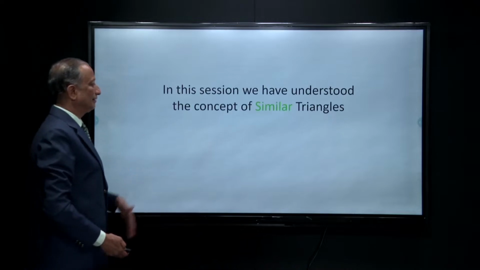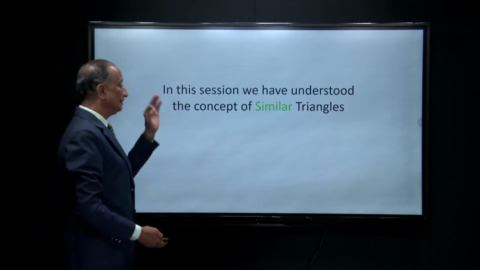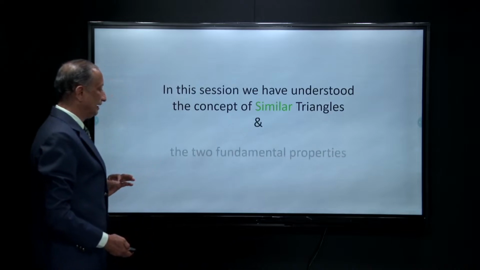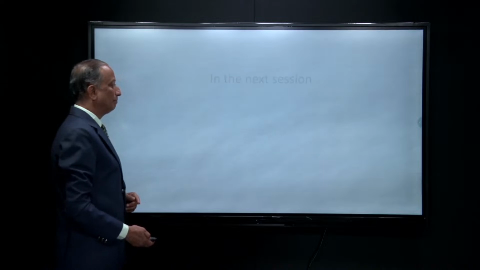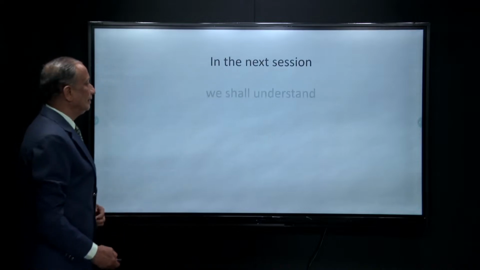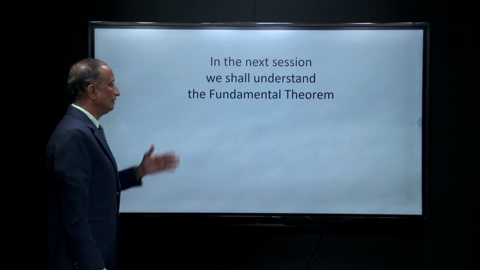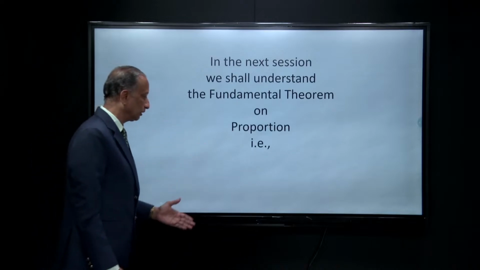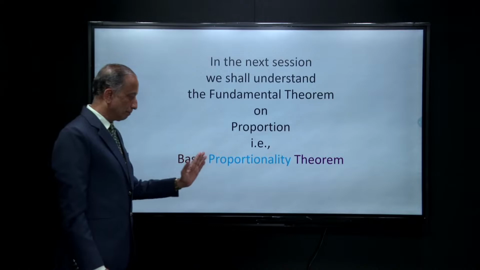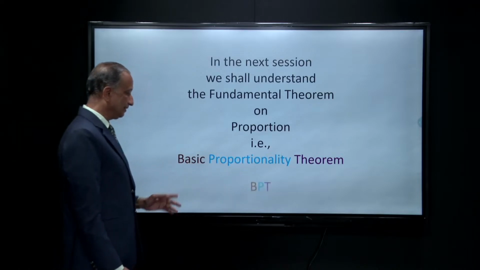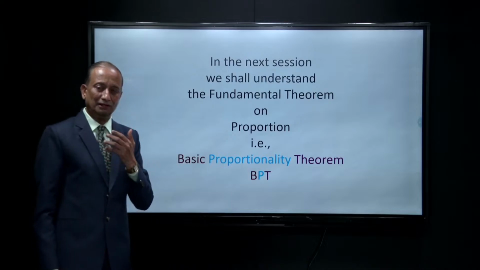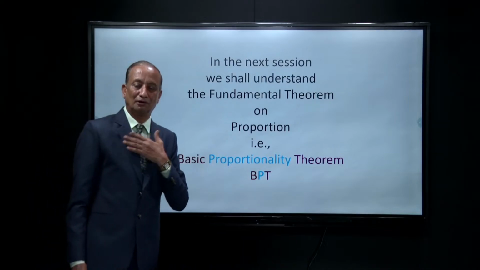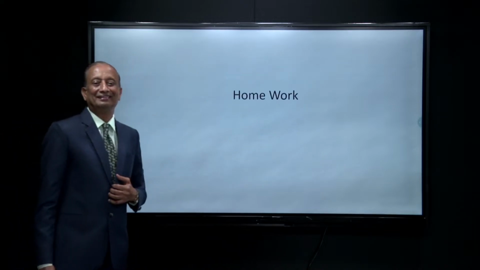So in this session we have understood the idea of a similar triangle and the two important fundamental properties of it. Children, in our next session we shall understand the fundamental theorem on proportion, the basic proportionality theorem, briefly called BPT, given by Thales, one of the greatest mathematicians from Greece, who lived in 600 BC.